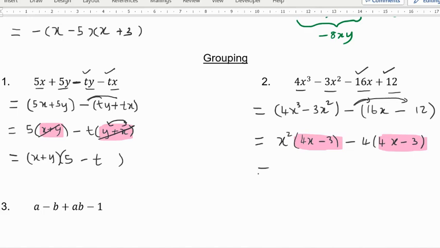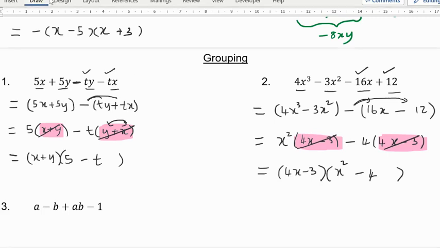So if we take out the common brackets, there's the common brackets, we take it out. Leftovers go into a second set of brackets. Left over there, we've got that. Left over there, we've got that. And remember we said we always need to check and make sure that it is fully factorized.